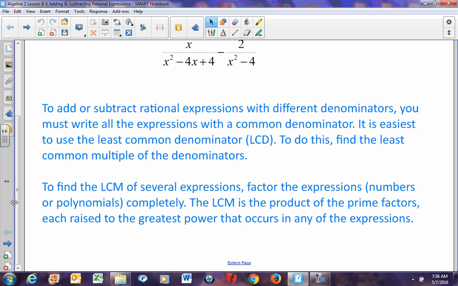It is easiest to use the least common denominator, so to find this, you find the least common multiple of the denominators. If you have several expressions, the easiest way to find the least common denominator is to factor the expressions, numbers or polynomials, completely, and then the least common multiple is the product of your prime factors, each raised to the greatest power that any one of them occurs.